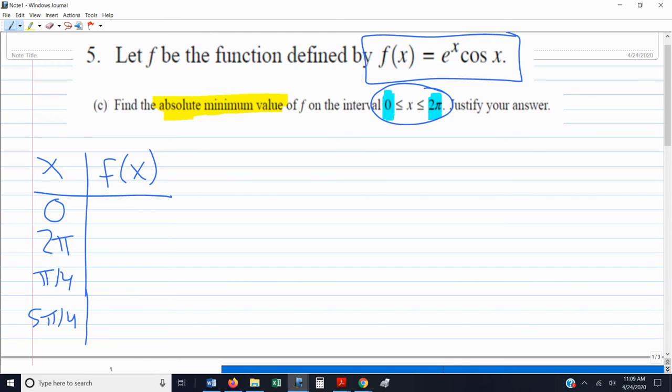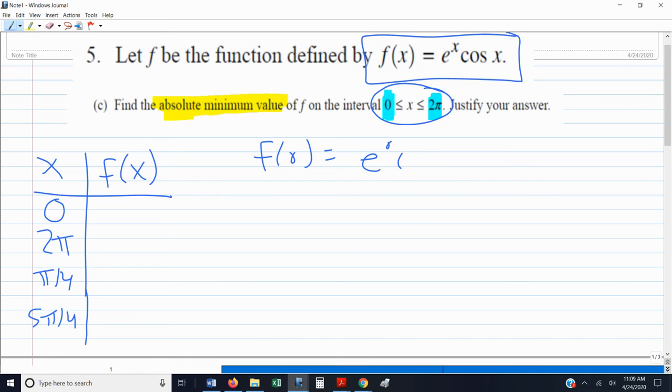So for 0, when I plug in 0 to the original function, I'm looking for what is the y value, right? An absolute max or min is talking about how high or low you're going on the y-axis, so it's represented by a y value. So here we are finding the y values by plugging in the x values to the function.